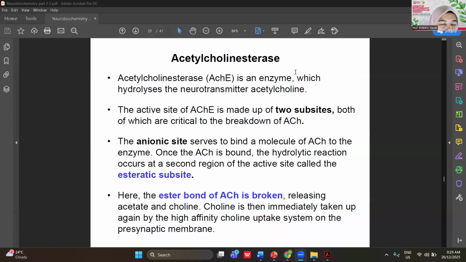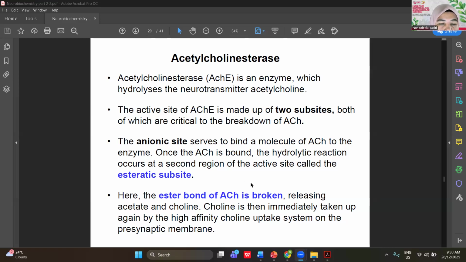A little bit on the enzyme. The acetylcholinesterase enzyme hydrolyzes the neurotransmitter acetylcholine after it has performed its function in the synaptic cleft. It has two active sites, or subsites, both important to the breakdown of acetylcholine. One is an ionic site, which binds the acetylcholine molecule to the enzyme, and the other is the esteratic subsite, which catalyzes the hydrolytic reaction. The ester bond of acetylcholine is cleaved at the esteratic subsite.